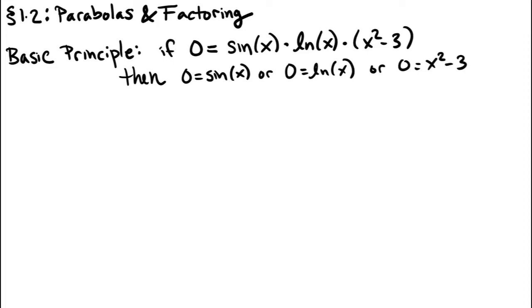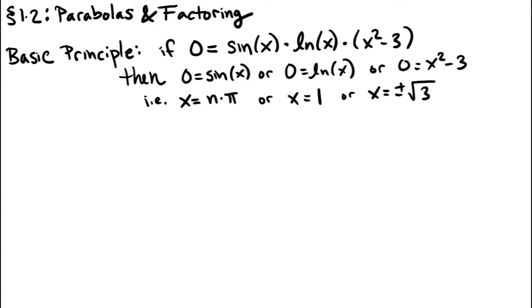Here, in this example, we had this weird product that we don't understand, and now we reduced that equation into 3 simpler equations. Either sine of x is 0, which means x is a multiple of pi, or the natural log of x is 0, which means that x is 1, or x squared minus 3 is 0, which means x squared is 3, so x is either plus the square root of 3 or minus the square root of 3. If you didn't remember where the roots of sine x or ln x were, don't worry, the next 2 videos are going to cover these topics.